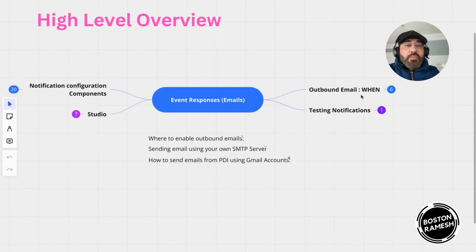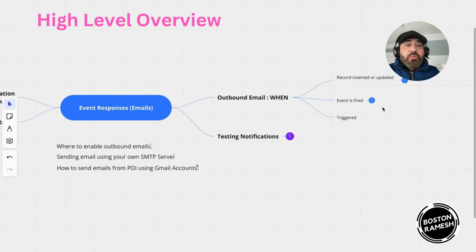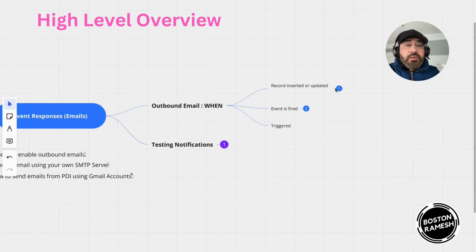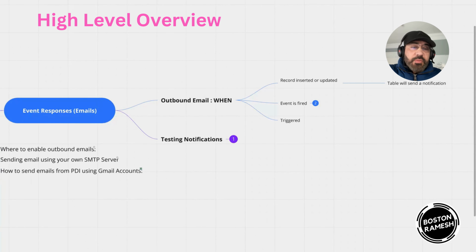So the outbound email goes out when, say, a record is inserted or updated. In this case, for example, an incident is created or updated, and then the incident table will send a notification. That is pretty much what we see in any ITSM specific implementation. Pretty normal, pretty standard. And there may be other situations.